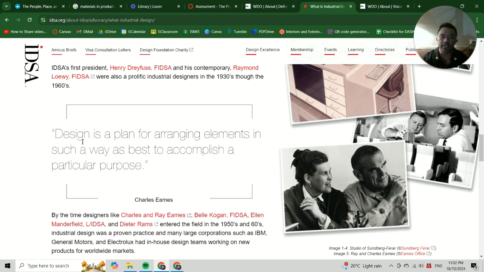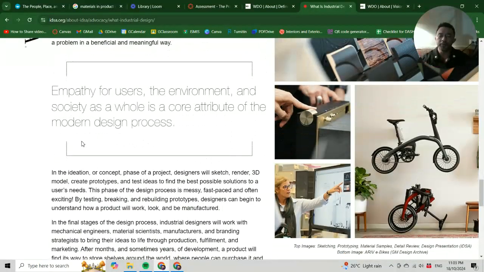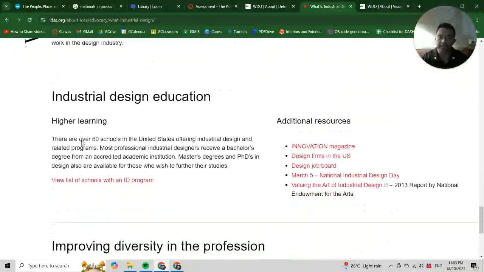Charles Eames, who is a famous designer, of course, he was also an industrial designer, once said that design is a plan for arranging elements in such a way as best to accomplish a particular purpose. Modern designers nowadays deal with empathy for users, environment, and society as a whole as a core attribute of the modern design practice.